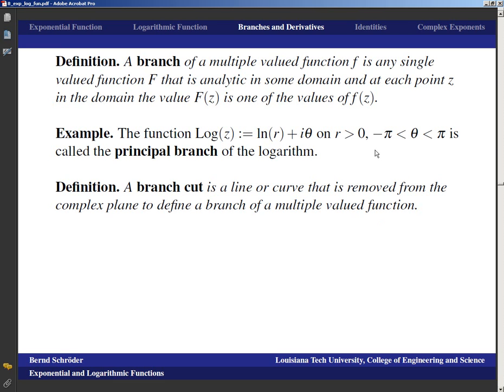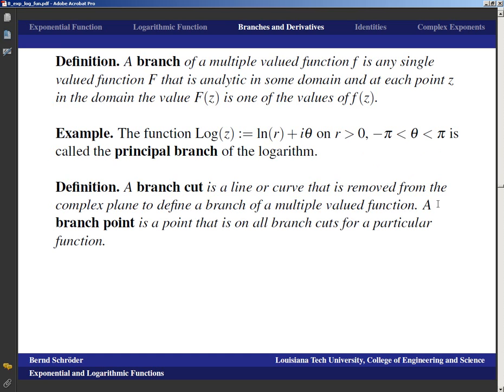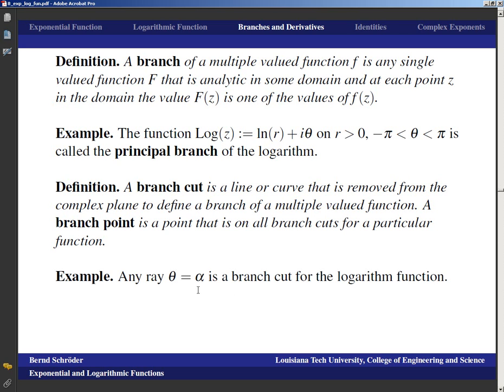And so here, for example, we essentially did remove the negative x-axis, right? Because r greater than 0 and theta being negative pi or pi has been removed here, and that's exactly the negative x-axis. And then a branch point is a point that is on all branch cuts for a particular function. Well, that should be 0, because the logarithm of 0 remains undefined no matter how I cut. So that means that that one probably will be on all the branch cuts, and that turns out to be the case. So any ray theta equals alpha, for example, is a branch cut for the logarithm.